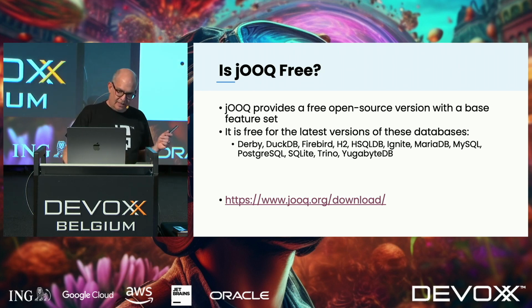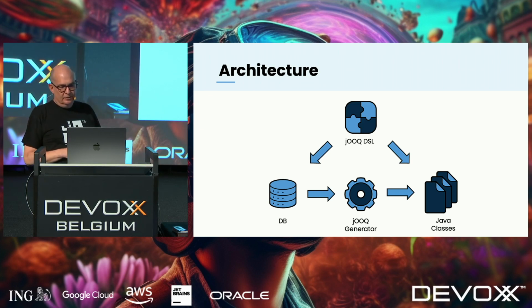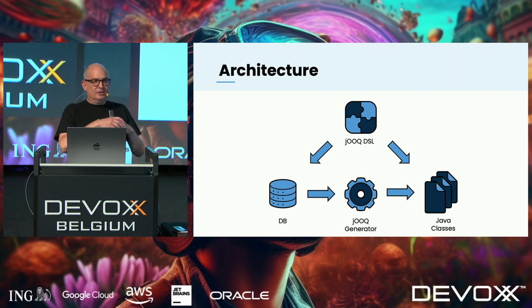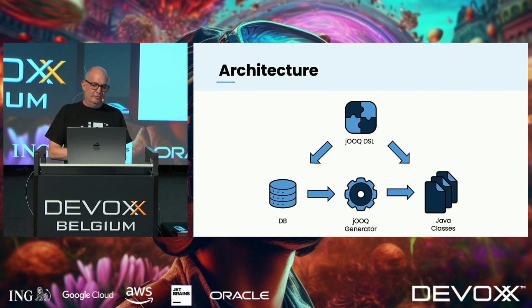Now let's have a look at jOOQ and how the architecture looks. On top you see this jOOQ DSL. That's a domain-specific language. That's just SQL in Java, more or less. So there are some restrictions because we are using Java. That's also where the J comes from in the name of jOOQ.